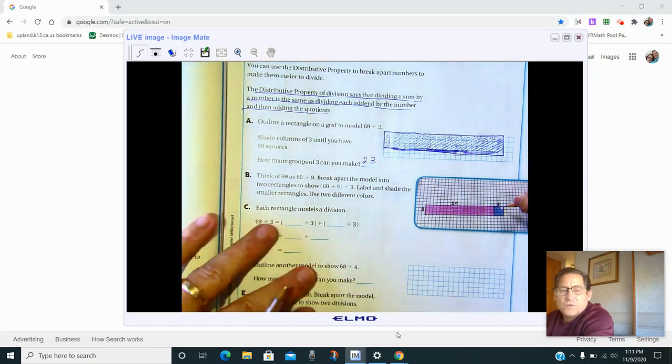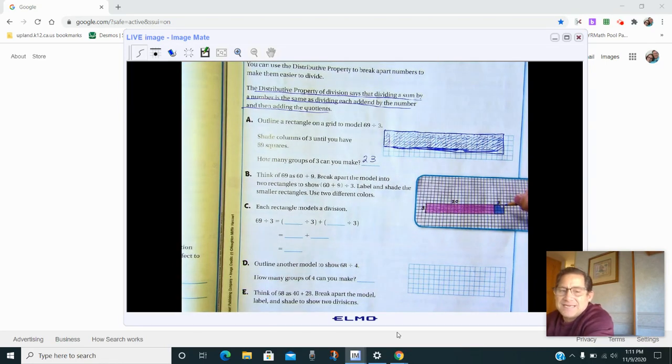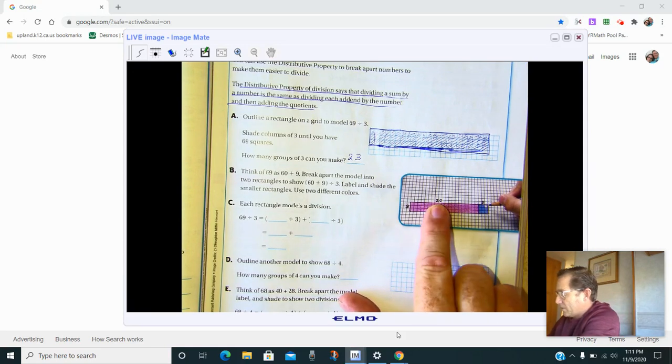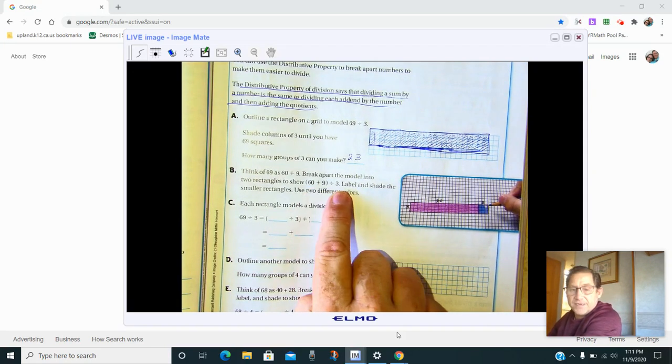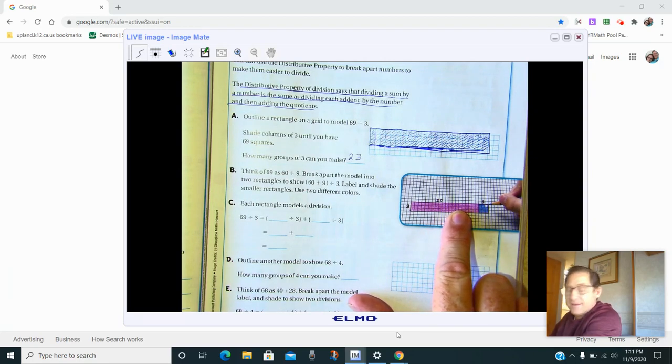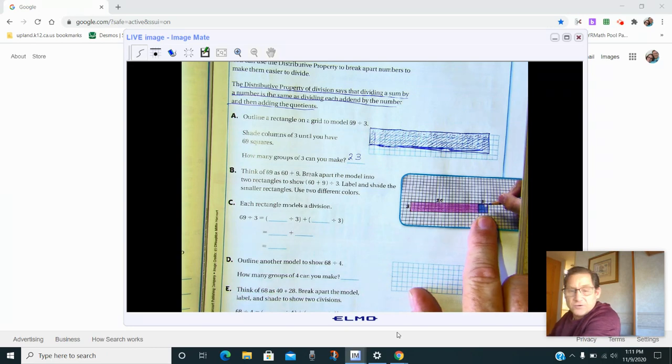Now, we could also think of 69 as 60 plus 9. So we could break apart our model into 2 rectangles to show 60 plus 9 divided by 3. So label and shade the smaller rectangles and use 2 different colors. And so we'll see here that they broke in 3 times 20 to represent 60 divided by 3. So we have a total of 60 squares shaded. And 9 divided by 3, you notice that we're going to have 3 sets of 3.